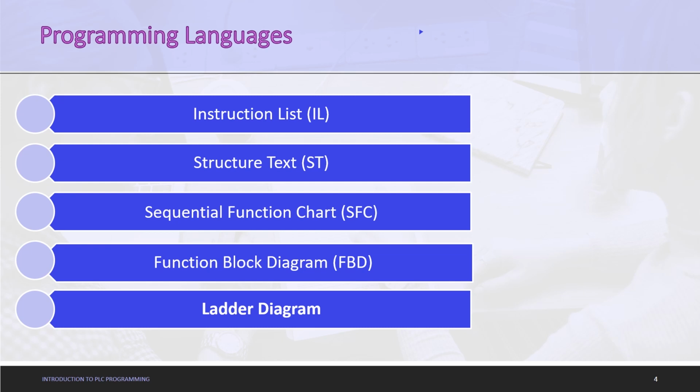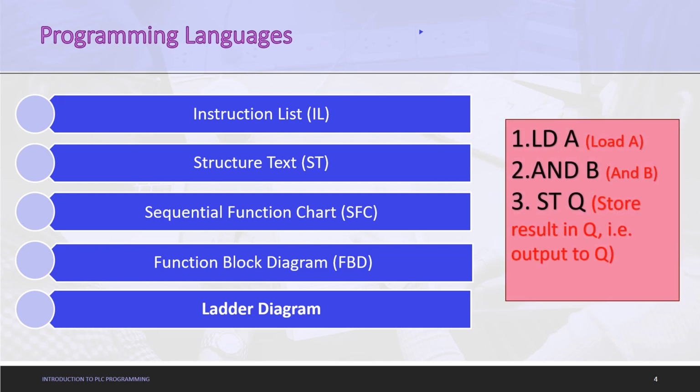Instruction list, just as the name suggests, is a list of instructions that the PLC has to execute sequentially in order to perform the assigned function. Let's have a look at a sample code. Here we can see there is a 3-statement code. The first statement is LDA, which loads a value into the register A. The second instruction, AND B, does the logical operation AND on A and B. And the third instruction, ST Q, stores the above result into a new location named Q. So this is how basically an instruction list works.